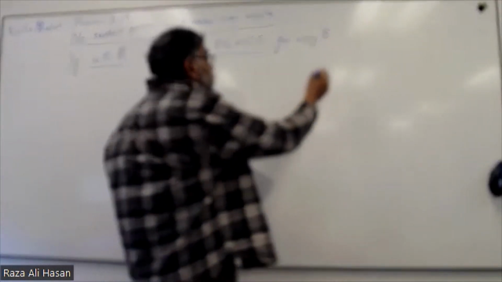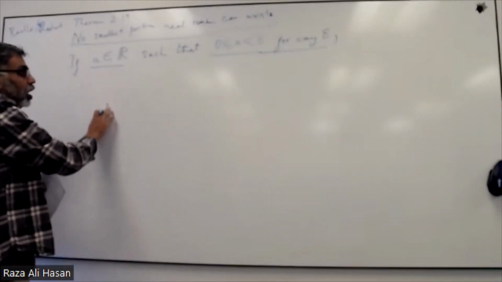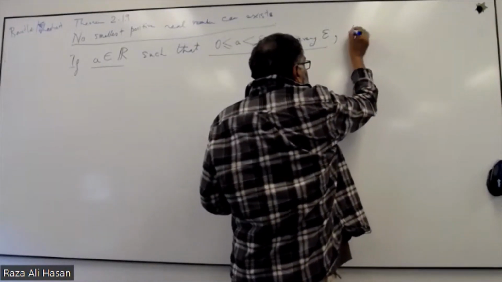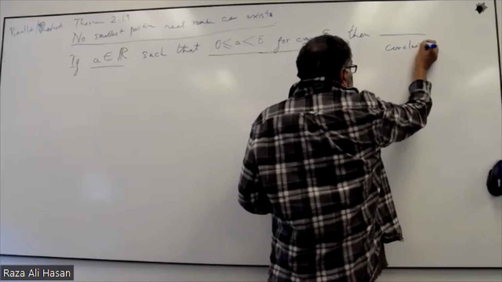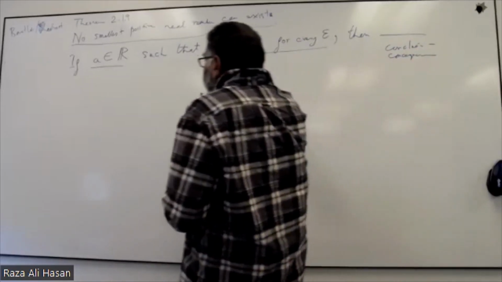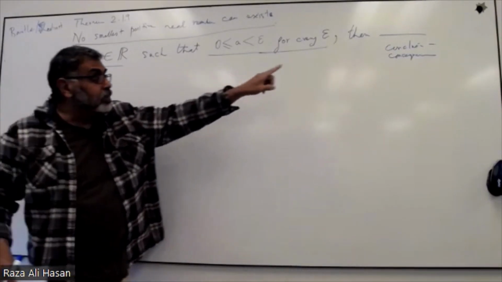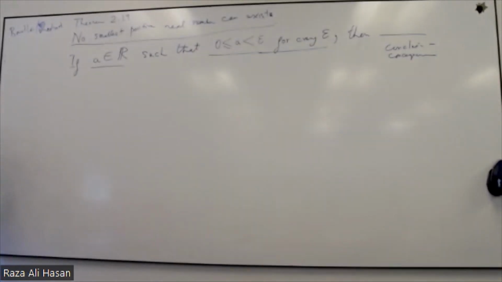If we assume this to be true, then the only conclusion we can have is going to go here. And this is our conclusion or consequent. The consequence of assuming this underlying thing is going to go here. So let's draw the picture before I start writing out the lines from the book.